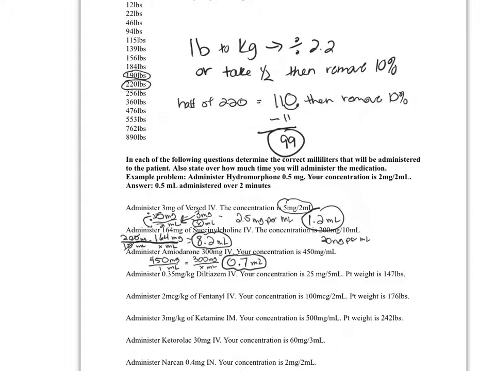So if you don't have the ability to just divide on your calculator the amount by 2.2 to get to kilograms, remember you can also cut it in half and then remove an additional 10%. And here we're talking about 99 pounds. Now I could just call it 100, the 1 pound doesn't make a huge difference, but it is helpful to know that I have an easy shortcut way to figure out somebody's weight.